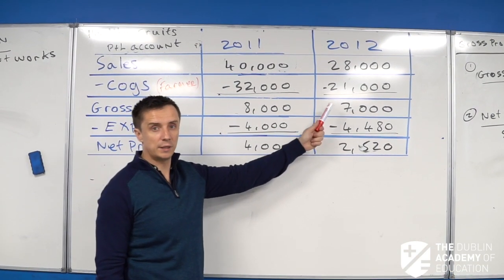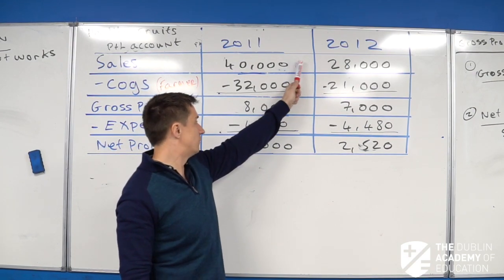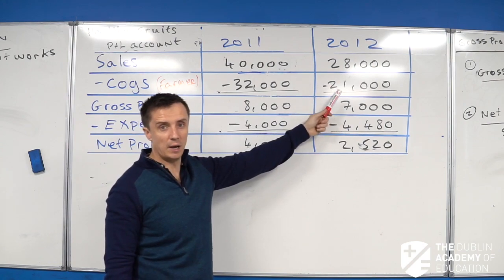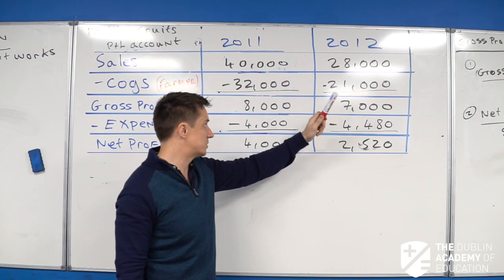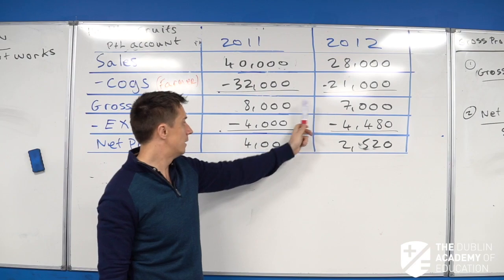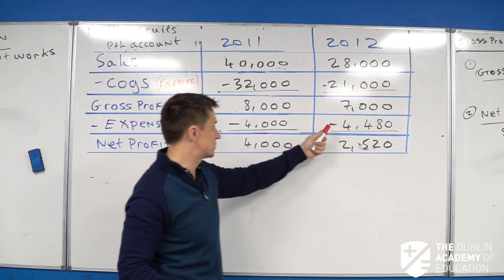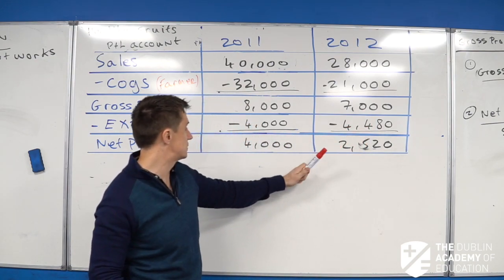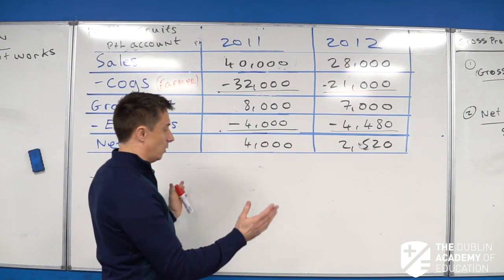Following year, things went worse. Sales dropped, really bad weather, people weren't buying strawberries. So following year, sales dropped down to 28,000. However, his farmer dropped his price by a lot as well, and the stock he bought off his farmer went down to 21. So he still made 7,000 euro profit on the stock. And then he had his expenses, 4,480 euro. His expenses went up, and that left him with a net profit of 2,520 euro. Okay, so that's looking at all the figures.